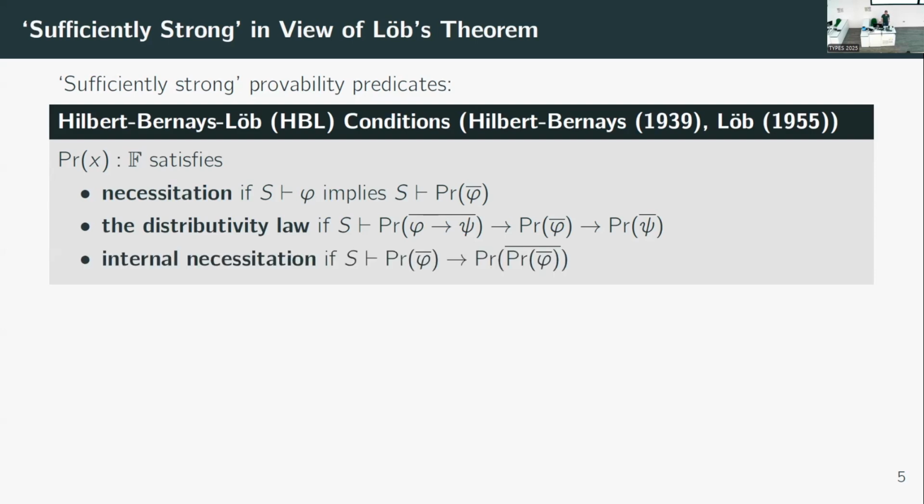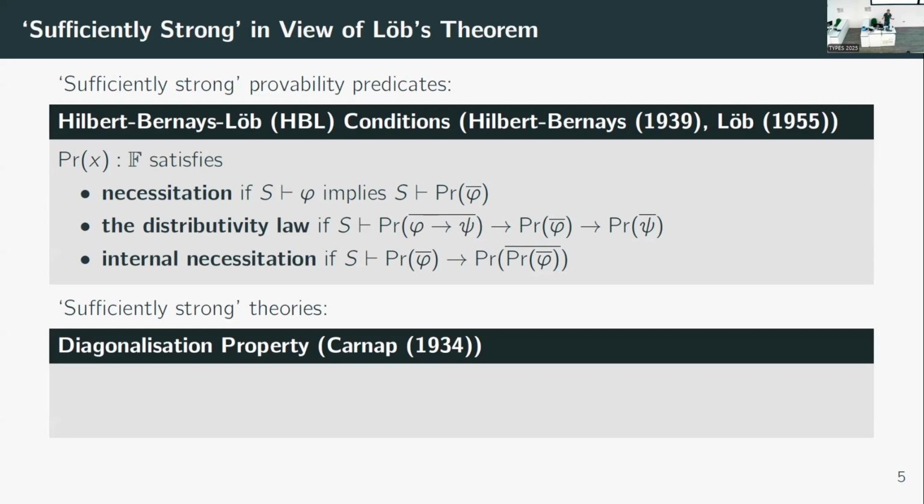The last one is a bit technical, you don't have to parse or understand it, but this is the most tedious to prove actually. In most cases, it says if a formula is provable, then it is provable that it is provable, and this implication here is in the object theory. For theories, we require the diagonalization property.